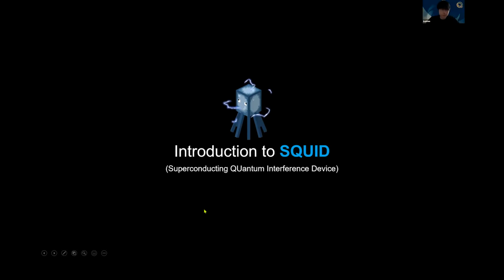Now I'll be introducing you to SQUID, which stands for Superconducting Quantum Interference Device. So Fernando just introduced artificial atoms, or transmons. Don't forget that, because we'll come back to this at the end of this demo.